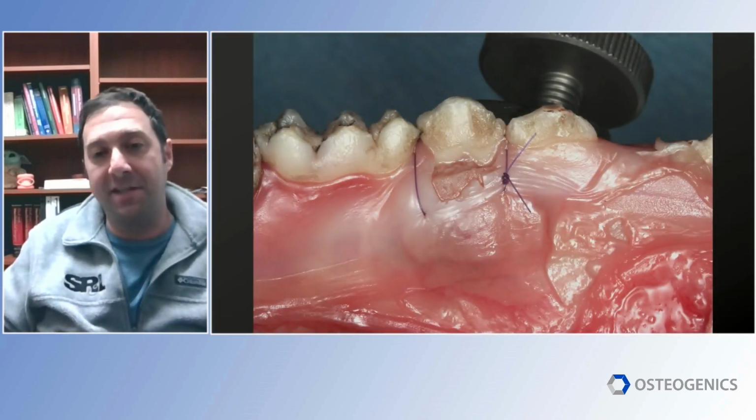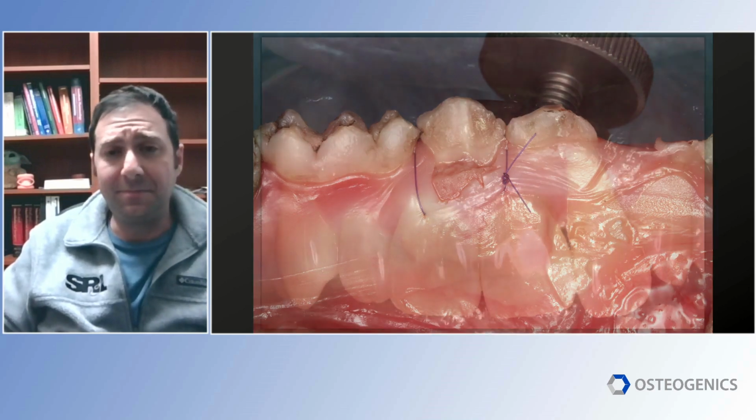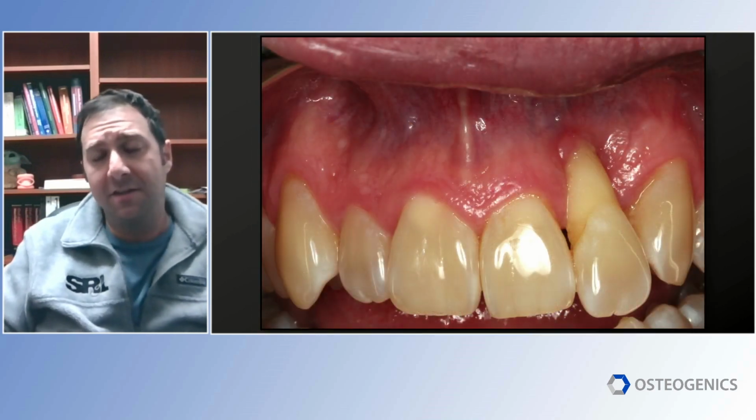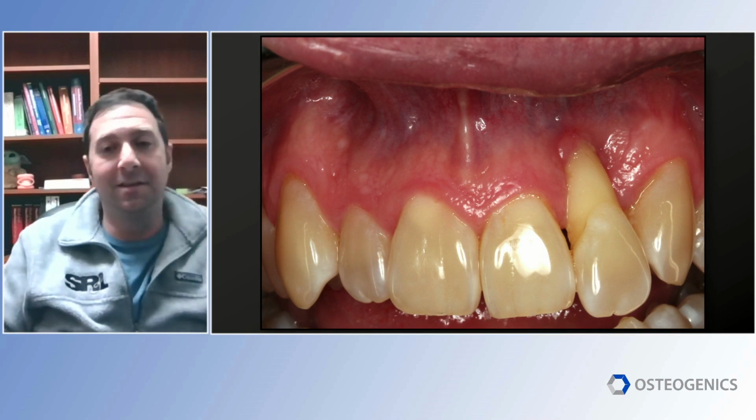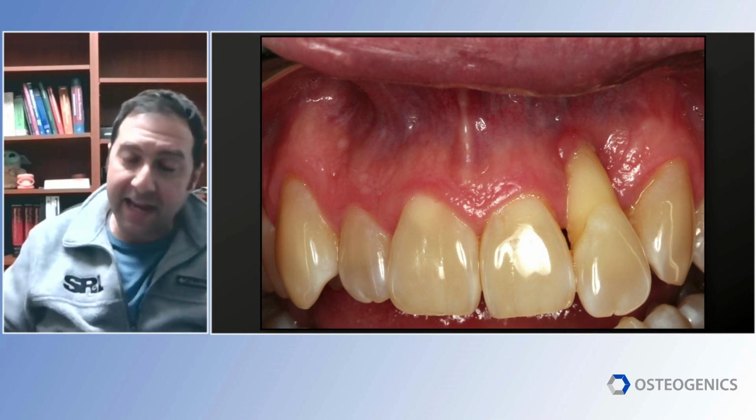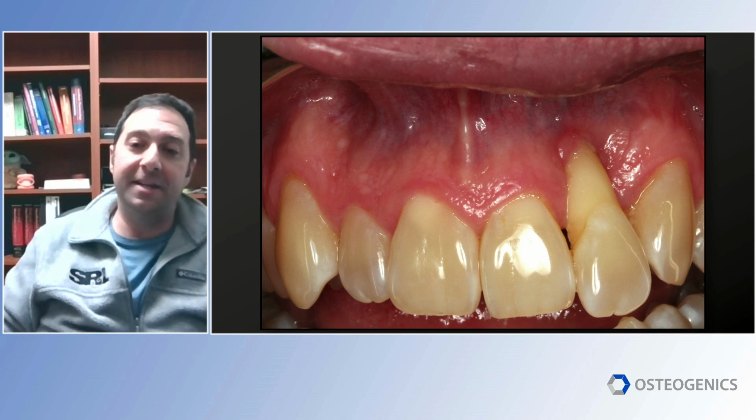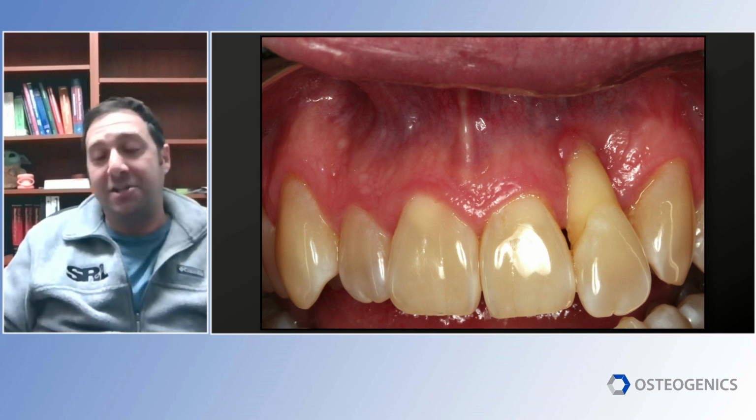Other questions I've received. Have you tried this around an implant? So here is a case where I used microderm around an implant. Well, that's not an implant. That's just a failing lateral incisor.